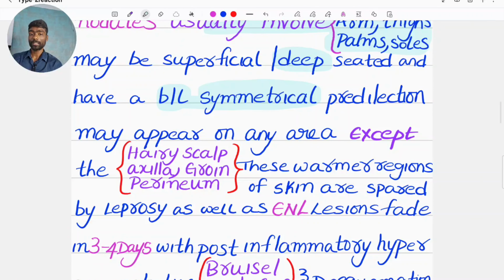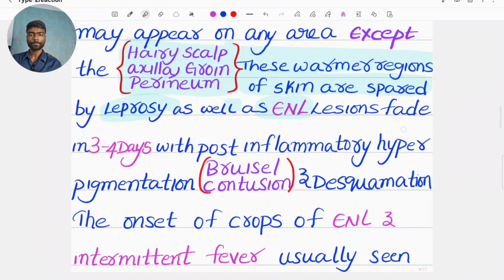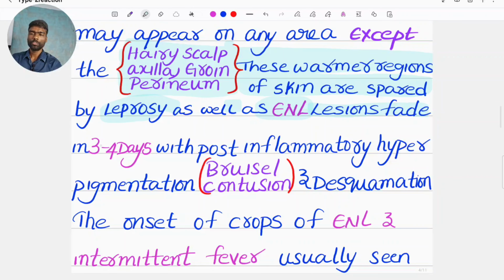I already told you, it can occur anywhere in the body except the hairy scalp, axilla, groin, and perineum. Why are these areas spared? Because these are warmer regions of skin which are spared by leprosy as well as ENL. I already told you, lepra bacilli prefer cooler areas. Lesions fade within 3 to 4 days, as fast as they come, with post-inflammatory hyperpigmentation, bruise-like pigmentation, and scaling, desquamation.